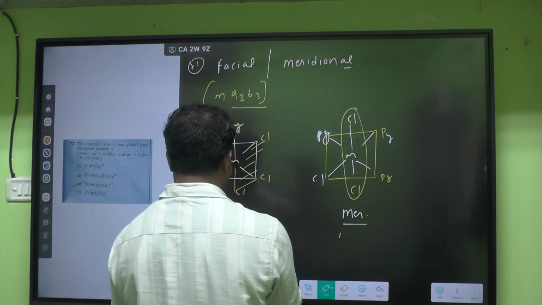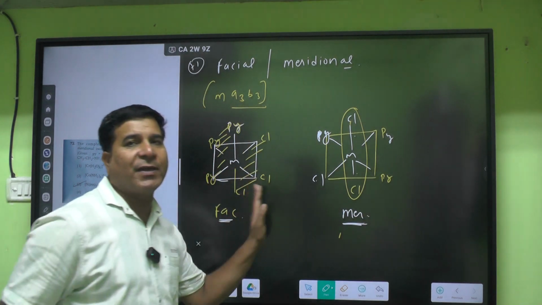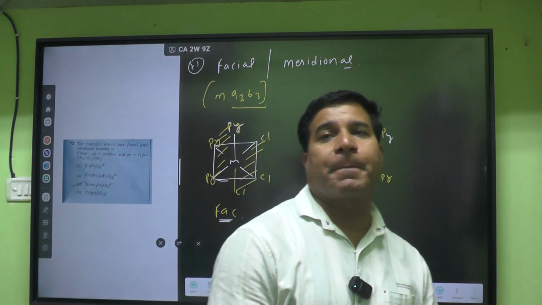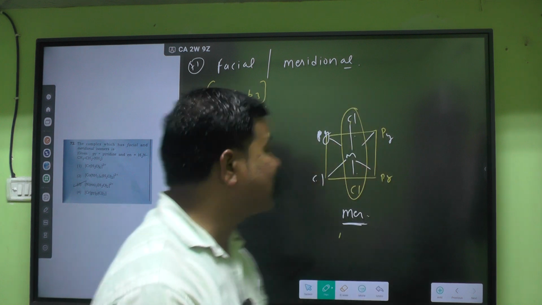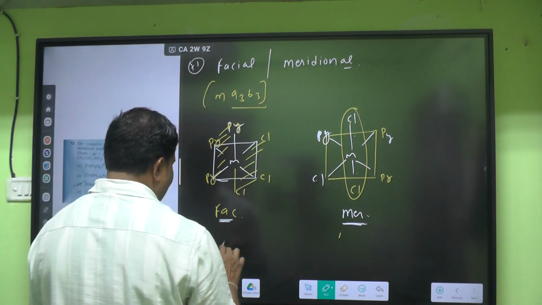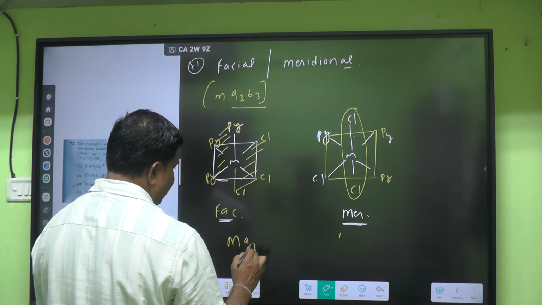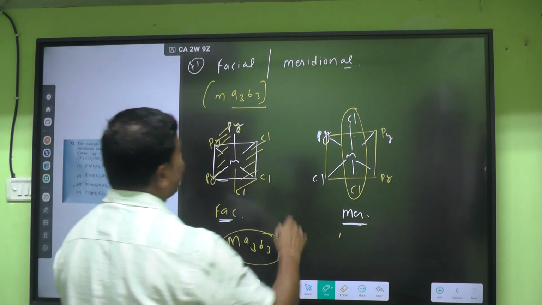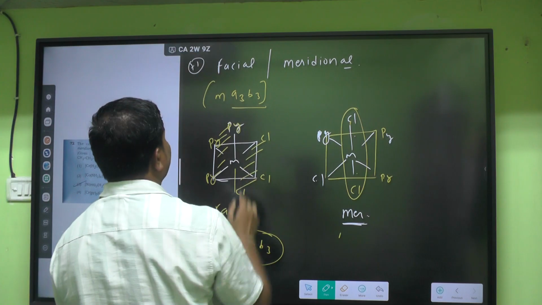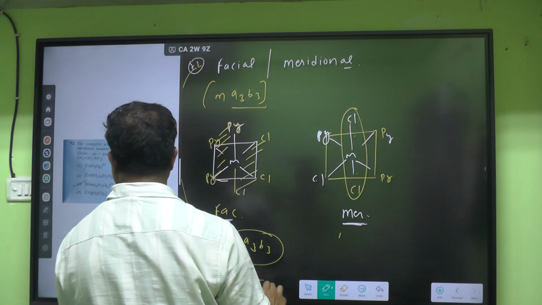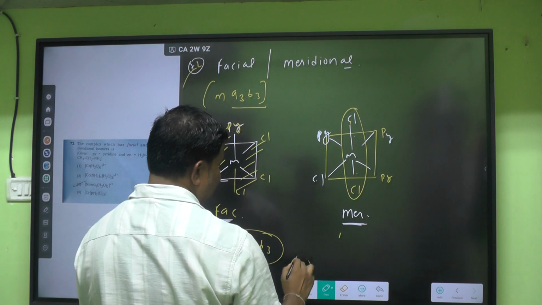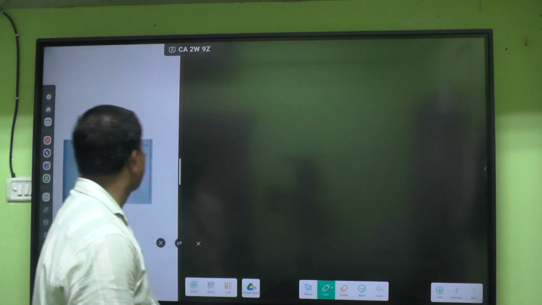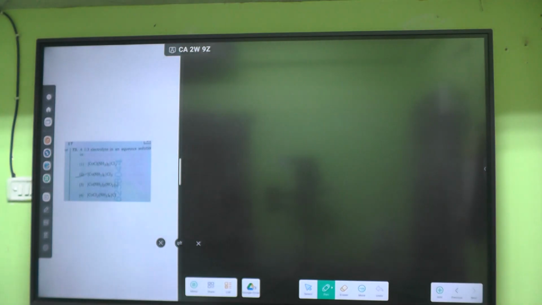So remember it is facial, it is meridional. It is observed only in Ma3B3 type coordination 6 molecules. Remember this concept. That's why only the fourth option is correct. Now question 72, the answer will be 4. Remember this.